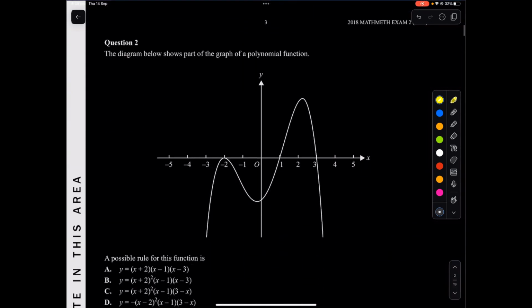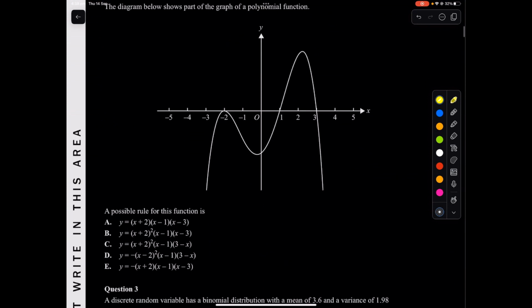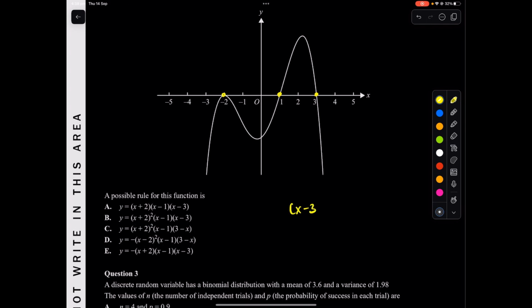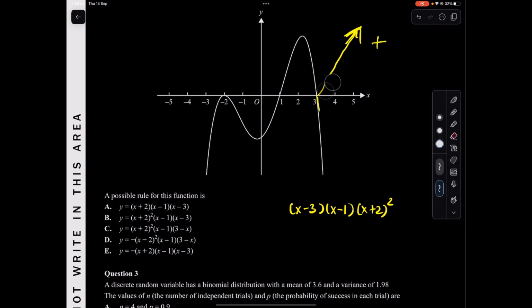Not bad. The diagram below shows part of the graph of a polynomial. The possible rule for this function is what? Okay, so this point over here and this point over here will create factors of x minus 3, x minus 1. But the x plus 2 will become squared because it's actually being reflected. We also know one thing extra. If it started on top, it becomes positive. But here, it started at the bottom, meaning that there has to be a negative.